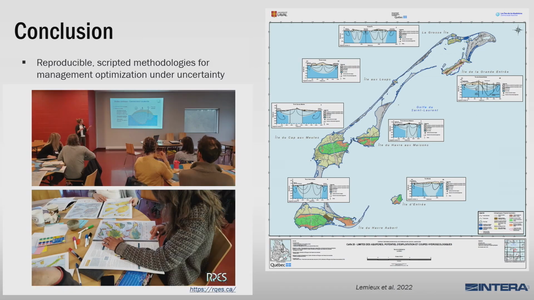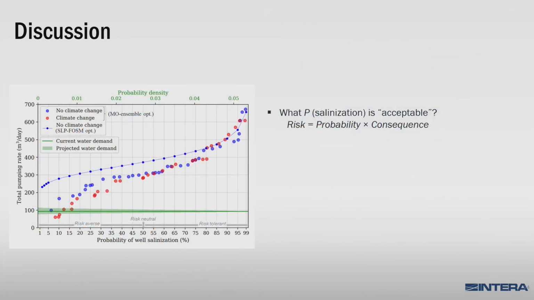And we transferred all the results to decision makers, like in a big scientific report, a groundwater atlas, and multiple meetings and workshops to transfer the results as best as we could. There are limitations to what we did, but I wanted to focus the discussion on the optimization under uncertainty. First of all, with this method, the groundwater managers can choose the pumping scenario they want, depending on the probability of salinization that is acceptable.